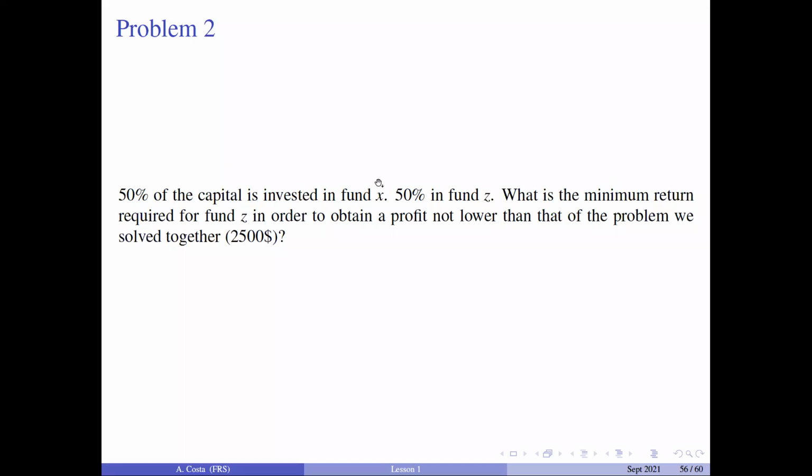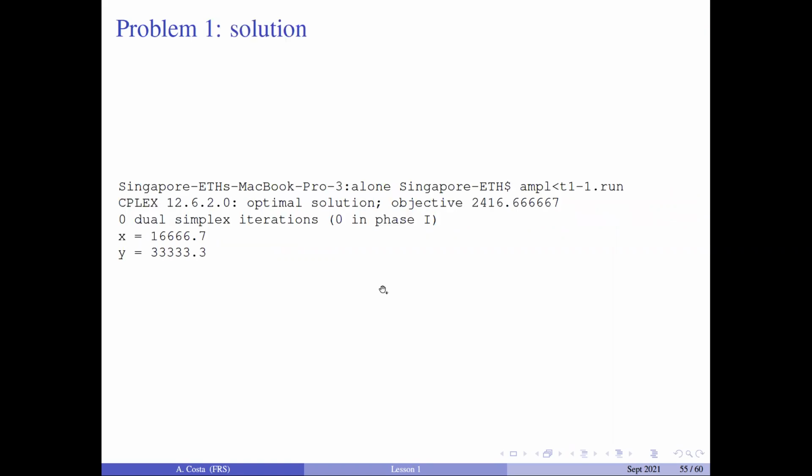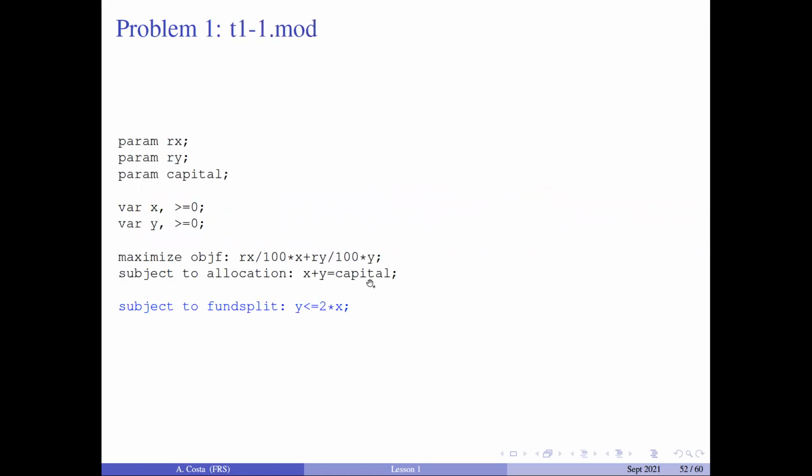And we already know the return of the fund X, so this is a parameter. So now the variable we have to optimize for is the return of the fund Z, and this is also the objective because we want to minimize that. And the new constraint is what? We want to obtain a profit no lower than that of the problem we solved together, so the 2,500. This also means that the allocation doesn't make any sense now, because X, Y, Z are parameters. We know that X is 25,000, Z is 25,000 and Y is 0. So we can even remove Y completely.